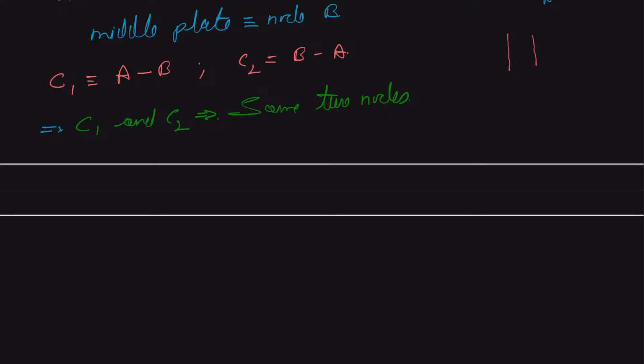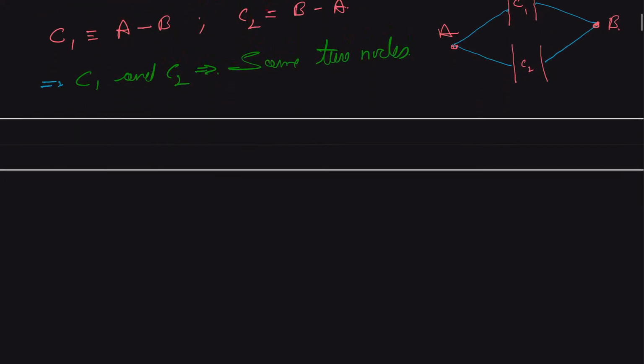If you look carefully, let me draw a figure. So this is one parallel plate capacitor and this is the other parallel plate capacitor, and they are connected with each other, something like this. So we can clearly see that both these capacitors, let us call this C1 and this C2, are between the same two nodes. This is node A and this is node B. So C1 and C2 are between the same two nodes.